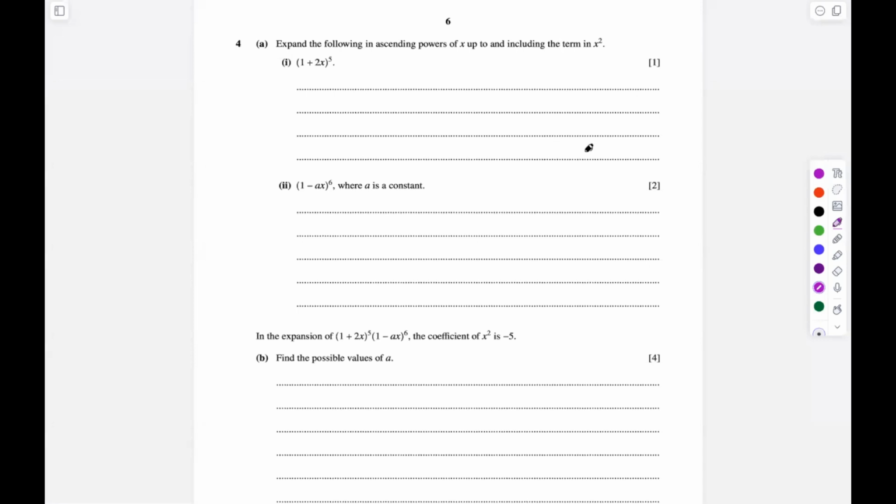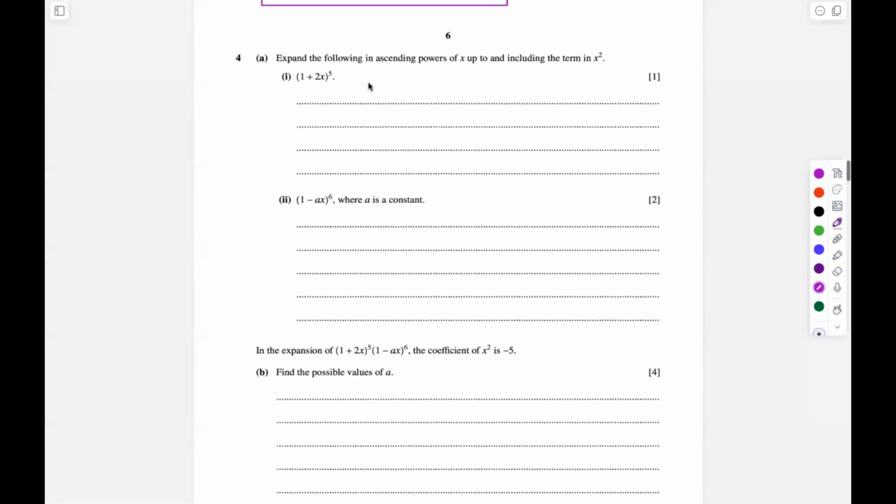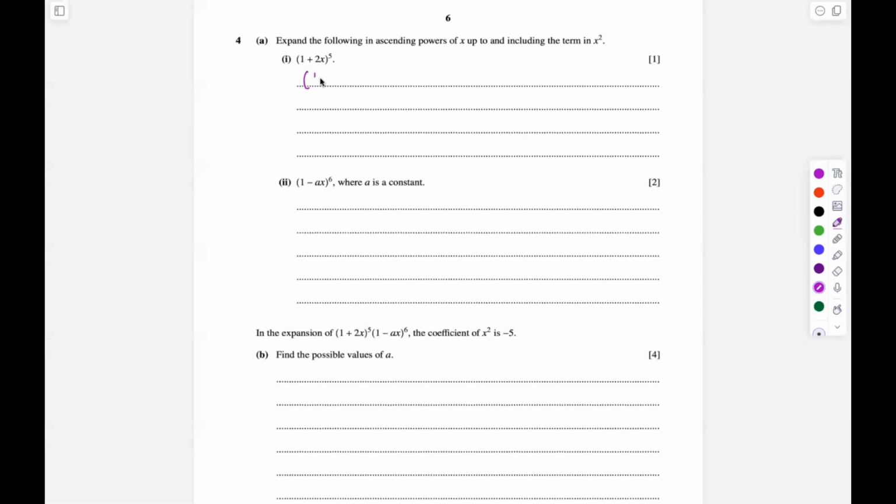In question number 4, in part a, it says expand the following in ascending powers of x up to and including the term in x squared. So we know that the expansion formula for 1 plus b to the power n is 1 plus nC1 b to the power 1 plus nC2 b to the power 2. As we just have to go up till x squared, we'll just expand it up till nC2 b power 2. The expression is 1 plus 2x to the power 5.